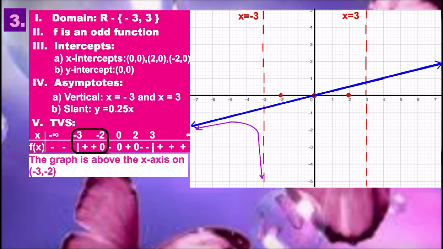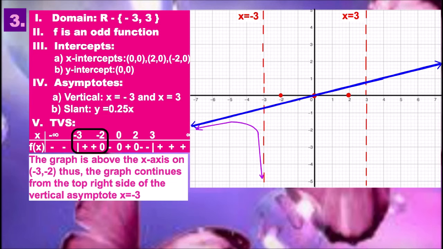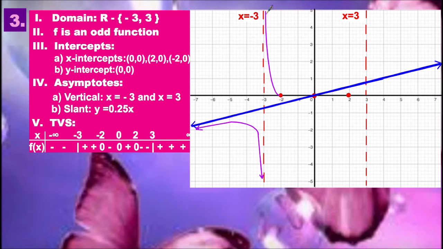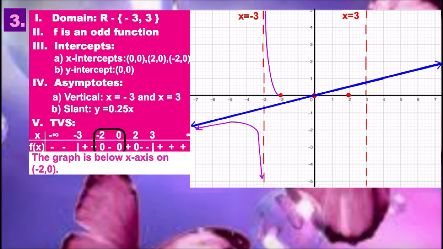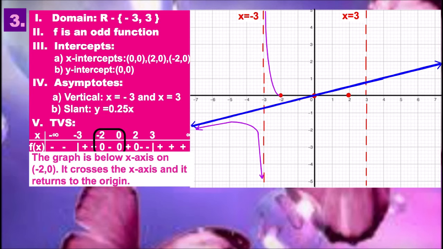The graph is above the x-axis on open interval (-3, -2). Thus, the graph continues from the top right side of the vertical asymptote x equals -3 towards the point of coordinates (-2, 0). Drawn in purple as shown. The graph is below the x-axis on open interval (-2, 0). It crosses the x-axis and it returns to the origin.